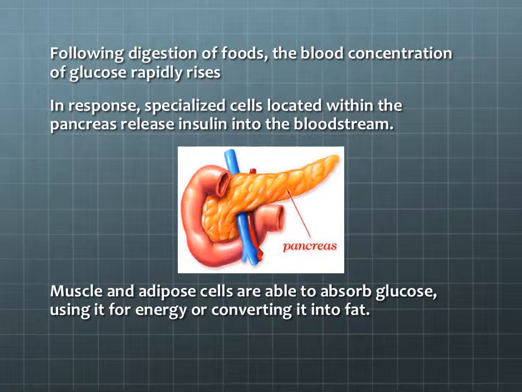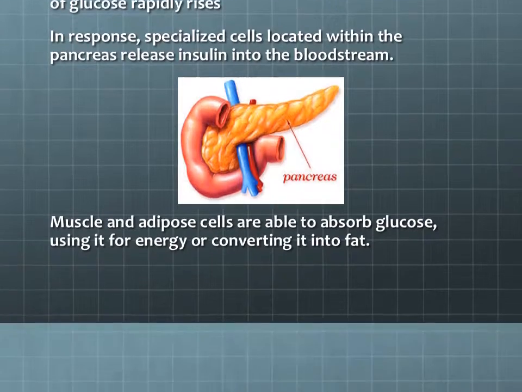After we eat, glucose is absorbed into the blood through the intestines. As a response, specialized cells in the pancreas release insulin into the bloodstream. Cells in the body can then absorb glucose, using it for energy or converting it into storage.